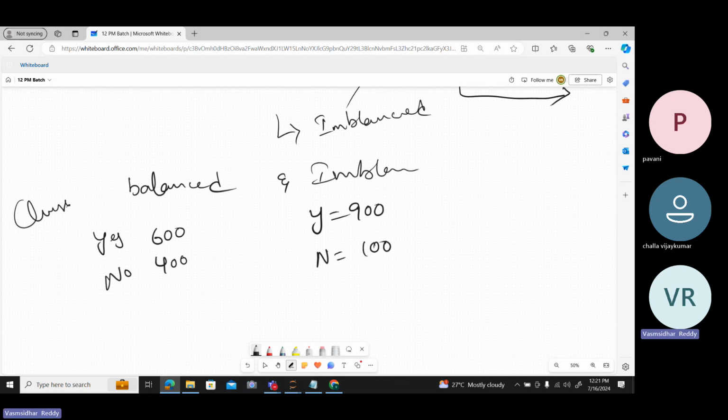Clear? Understand? This is all about your K nearest neighbor algorithm. It classifies data based on distance. If a new data point comes into the data set, it calculates the distance first and categorizes which category that data point belongs to. This is all about the typical concept of K nearest neighbor. Done? Understand? This is our entire K nearest neighbor.